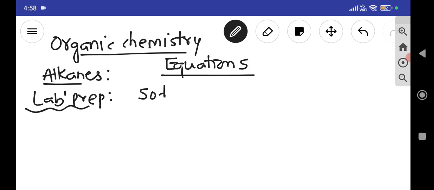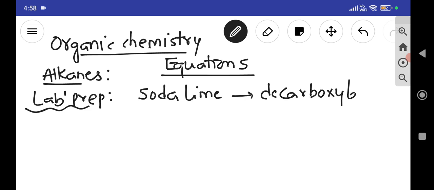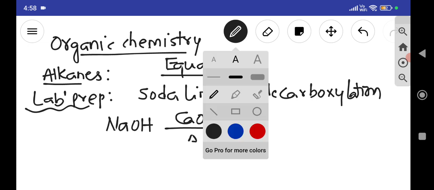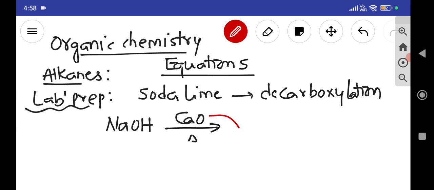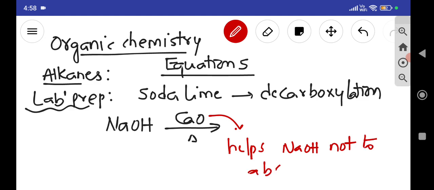So understand that soda lime helps in the process of decarboxylation. What is meant by soda lime? Soda lime is NaOH. So in the presence of calcium oxide you have to heat that. What is the role of calcium oxide? It helps NaOH not to absorb moisture. Generally you know that NaOH will absorb moisture from the atmosphere. In the presence of calcium oxide, NaOH does not melt. That is the purpose of CaO.